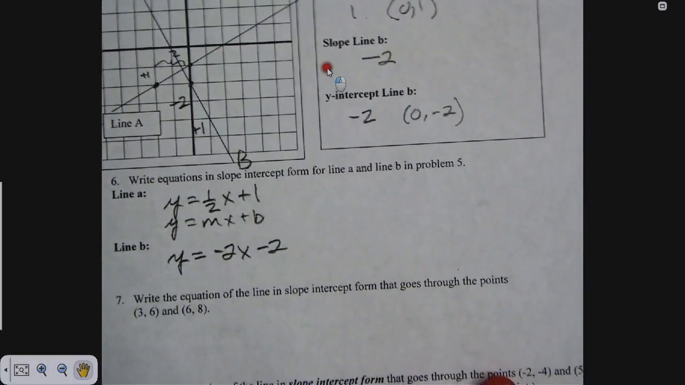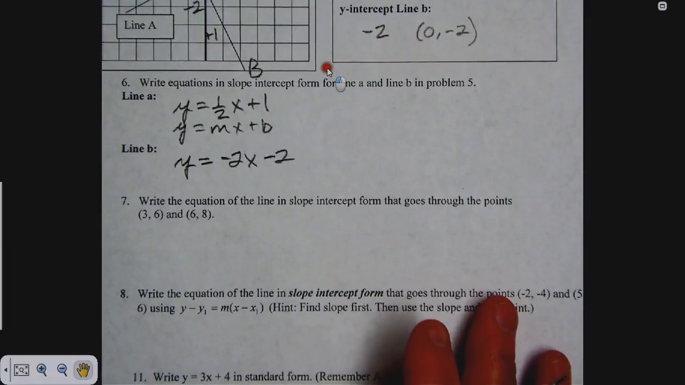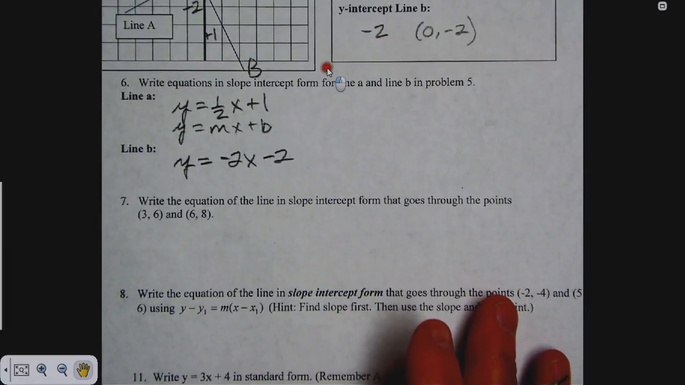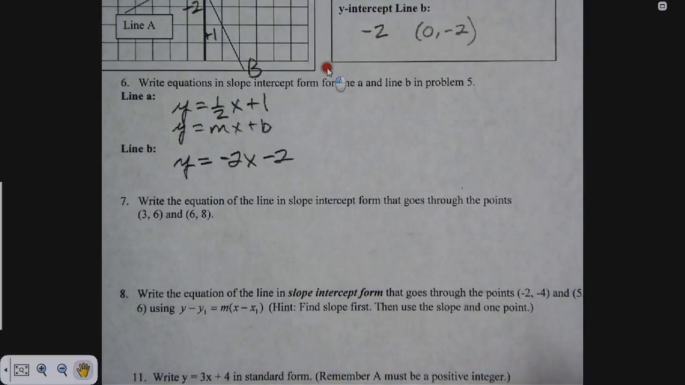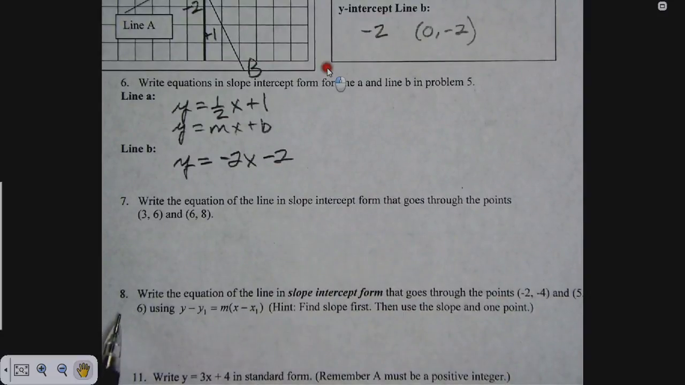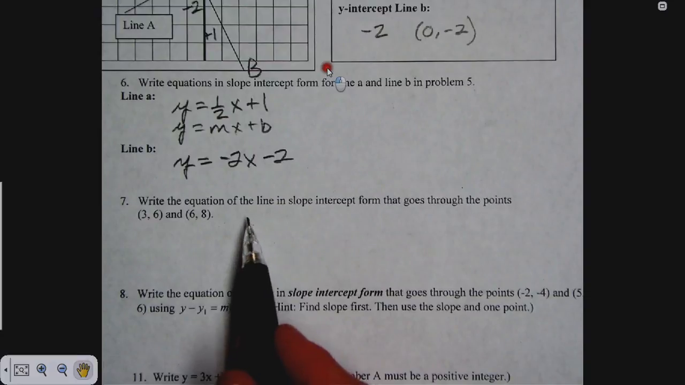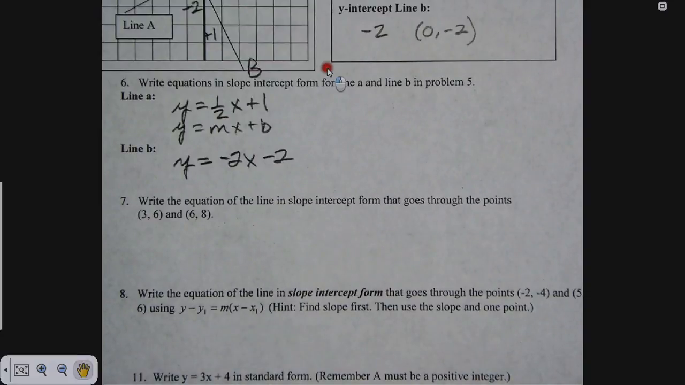Number 7. Write the equation in slope-intercept form of the line that goes through the points 3, 6 and 6, 8. I'm going to find the slope. Matter of fact, number 8 tells you how to do this. You find the slope first, and then you're going to put it in point-slope form and then manipulate it until you get into slope-intercept form.